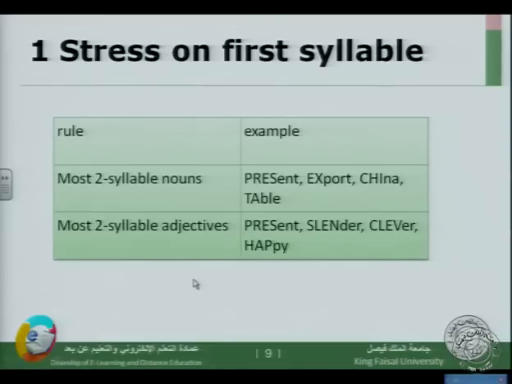Okay. However, the second rule is that most 2-syllable adjectives also have the stress on the first syllable, like the word clever. Clever. Okay. Clever is an adjective. It has 2 syllables, and the stress must be located on the first syllable.